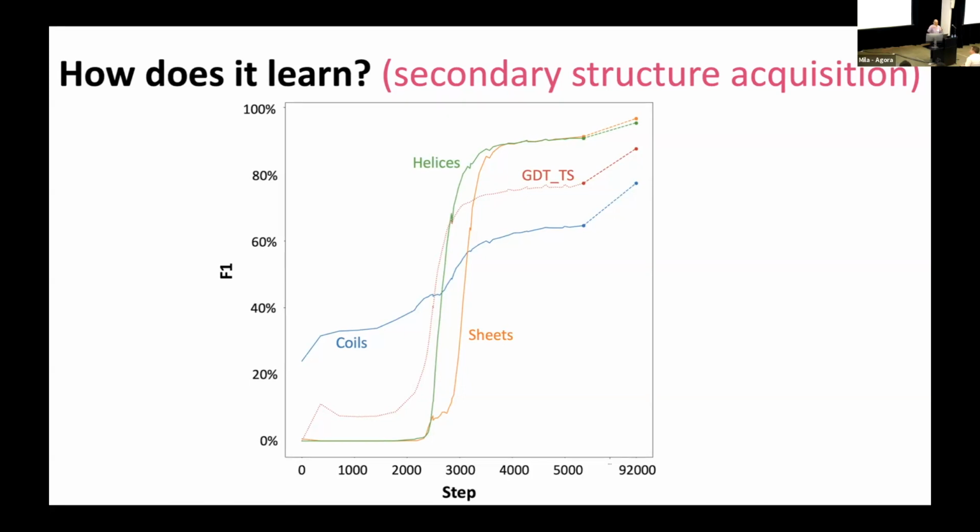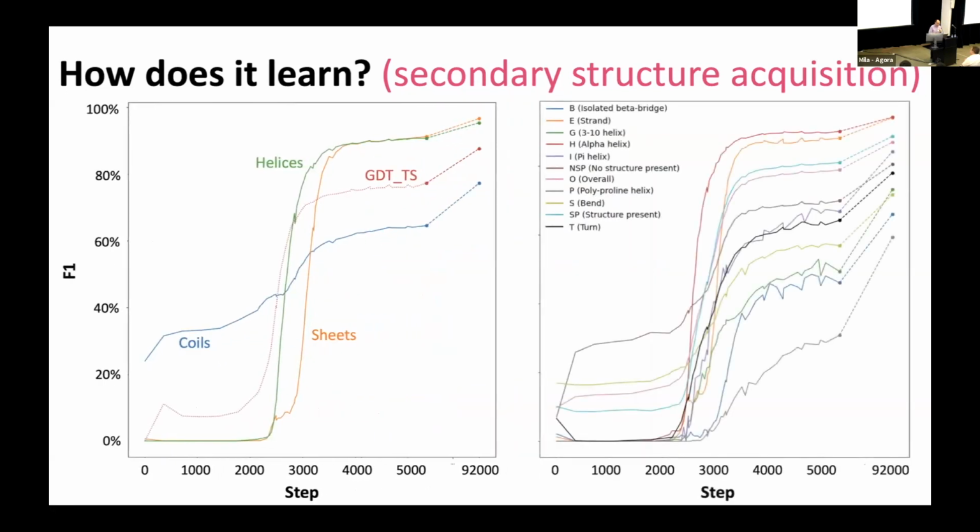This is the F1 score, so 100 is good, 0 is bad. There's definitely a discrete pause between when the first is learned and when the second is learned. We see that across not just beta sheets and alpha helices, but other types of secondary structure elements that are a bit more niche. For example, polyproline helices are a much more uncommon type of secondary structure element. That's the one in the bottom gray. You see that takes a much longer time to learn.